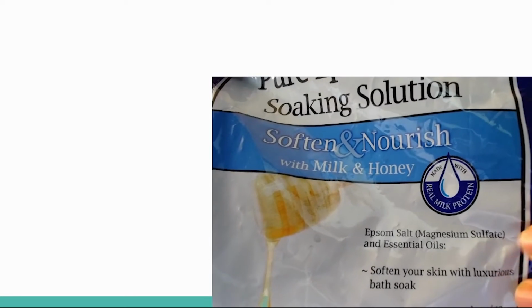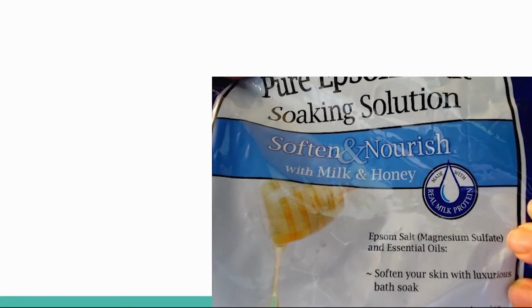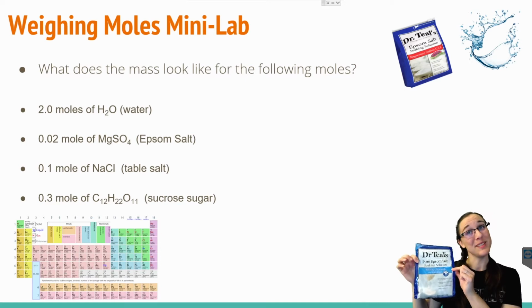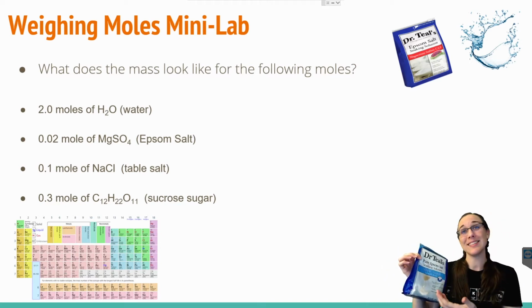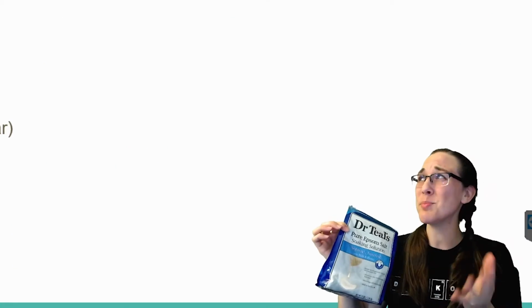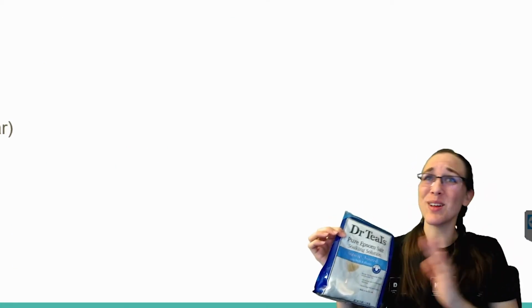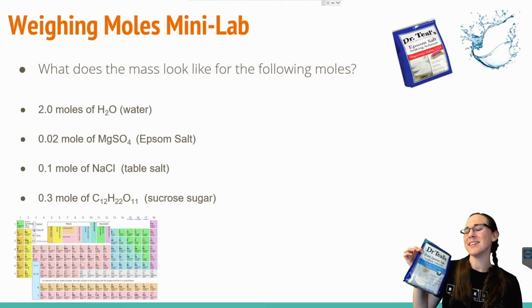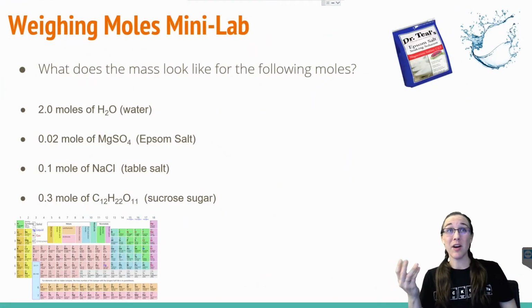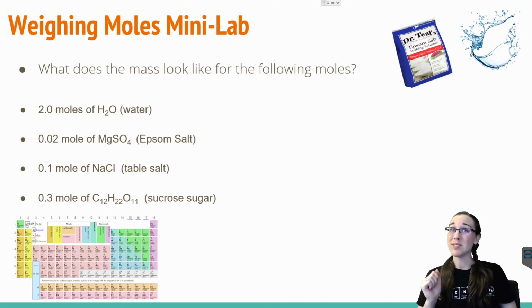If you've ever looked closely enough on the bag, it even says so right there on the bag, magnesium sulfate. Now, of course, weighing out this specific magnesium sulfate or Epsom salt is going to be just a little bit skewed because it has essential oils in it too, but it's pretty much the same thing. It's close enough. And it's what I had at home. I wasn't going to go buy a brand new bag of pure Epsom salt without any essential oils, because the essential oils smell nice. Come on now. Then we want to know what the mass of 0.1 moles of NaCl looks like and 0.3 moles of sugar.